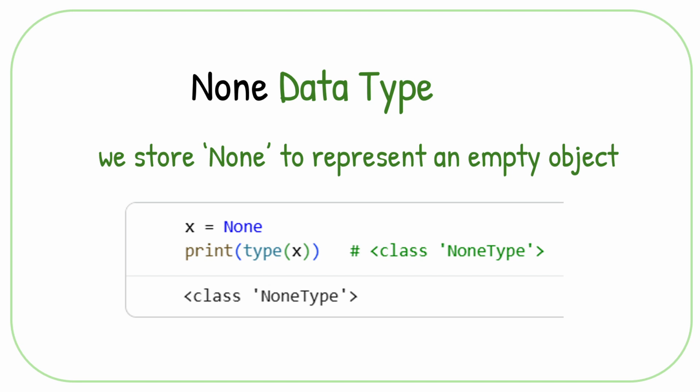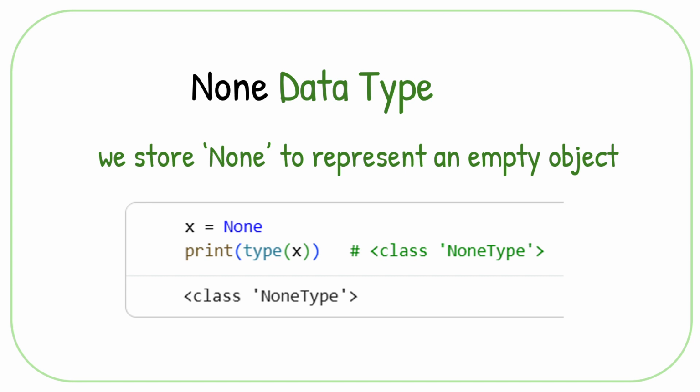And the last data type we are going to discuss is the None data type. In Python, the NoneType data type represents an object that does not contain any value. To represent such an object, we use null in languages like Java. But in Python, we store None to represent an empty object. Then its data type is considered as NoneType. In a Python program, a maximum of only one None object is provided.